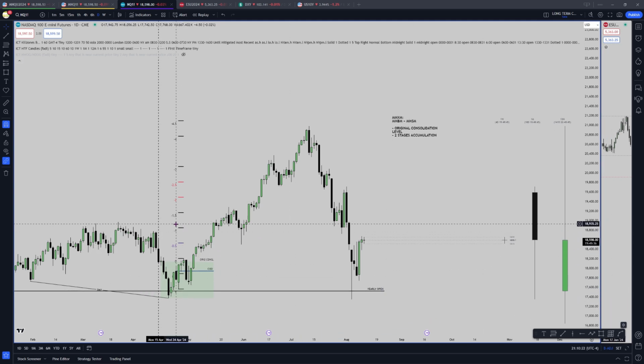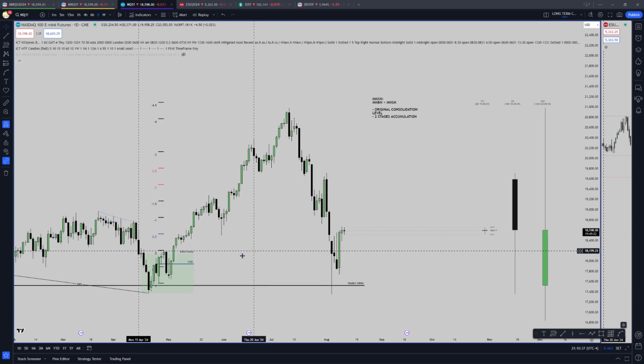You guys can see how our standard deviation projections line up with our -1; it lines up with this liquidity down here, or up here. So this would be low-hanging fruit up here. After we have our original consolidation, every time we have an accumulation it's going to be followed by an expansion. So we expand, and then we have our first stage of accumulation right here.